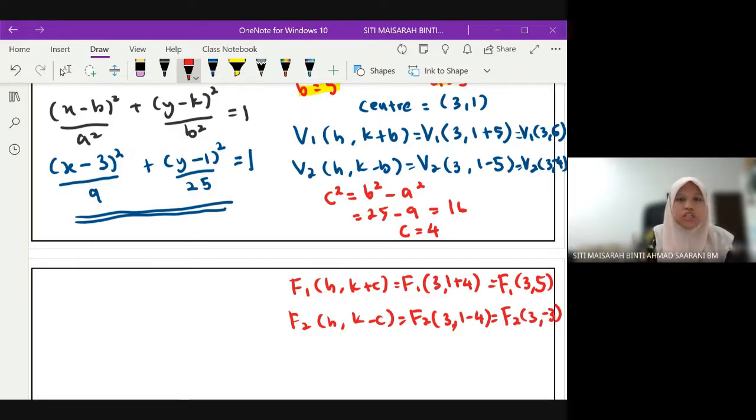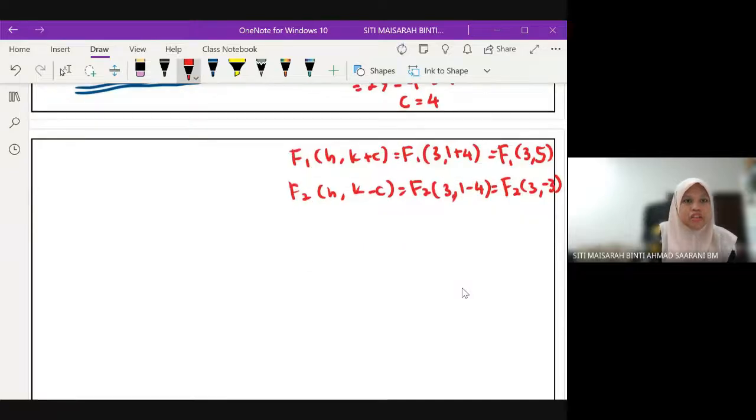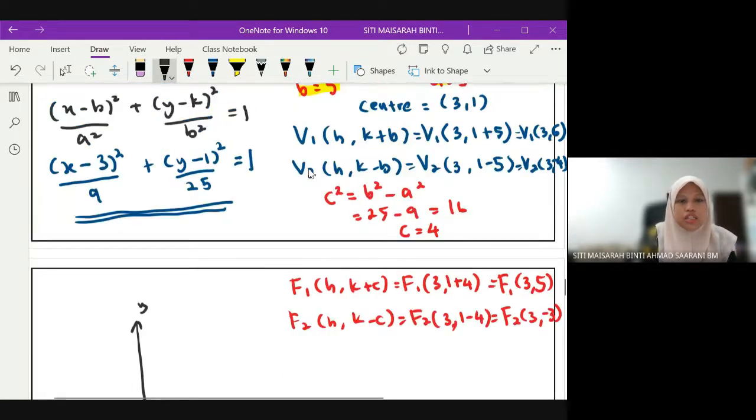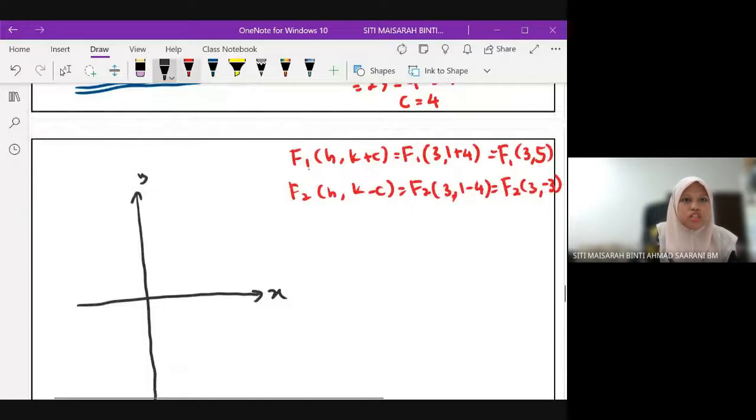So now kita dah ada semua point-point yang kita kena cari itulah. Yang kena ada dekat graf. So kita boleh lukis lah. Okay. So mesti ada paksi x, paksi y. Lepas tu tanda center dulu. Center kita adalah (3, 1). So (3, 1) kat sini.